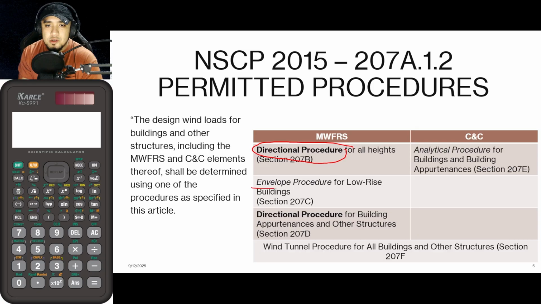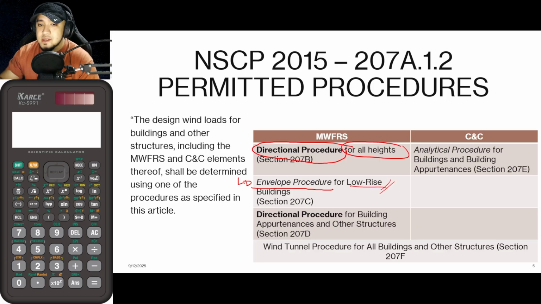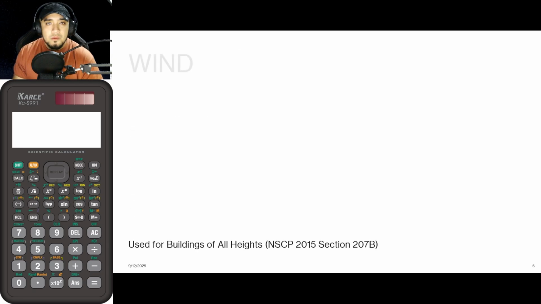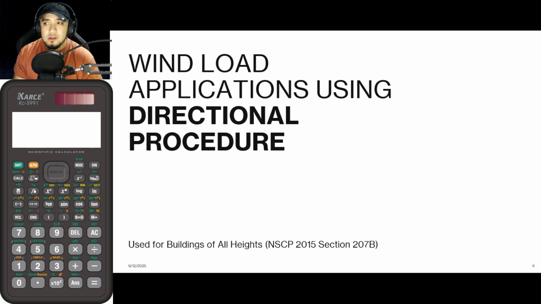Okay, so if you compare the directional procedure to the other procedure, which we call the envelope procedure, though the envelope procedure is the much easier methodology for solving wind loads, I should say, the directional procedure is a lot more versatile because you could actually use it for all structural heights. Whilst the envelope procedure, you could only use if you are considering just low-rise buildings. So for the directional procedure, you could use it for low-rise, mid-rise, and high-rise buildings. Okay, so let us now proceed to the wind load applications using the directional procedure.